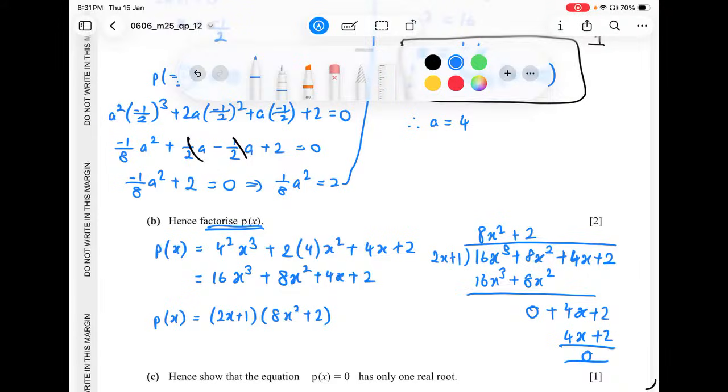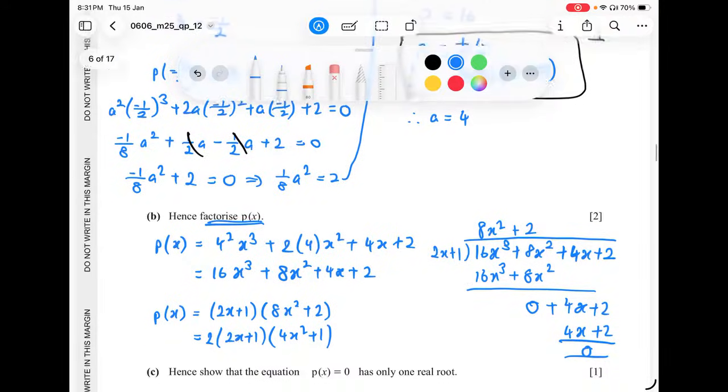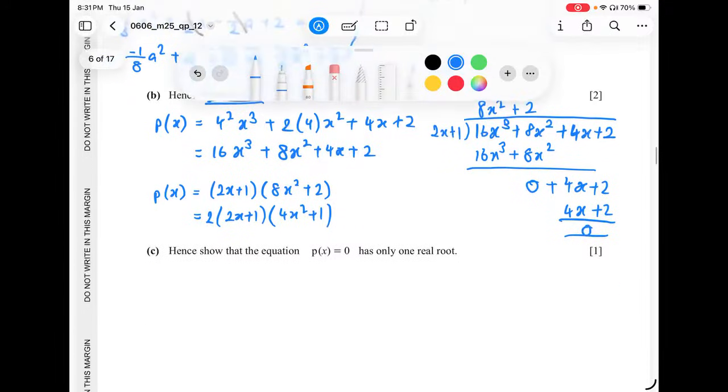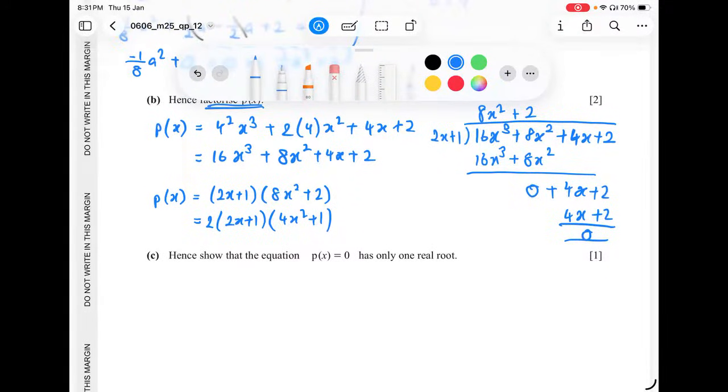I think you can just leave it at that because it's only for 2 marks and you cannot further factorize this, the 8x squared plus 2. At least you can just bring the 2 outside and write 2 times 2x plus 1, and this should be 4x squared plus 1. So that's all you can do with that. So that's your answer. And let's move on to part C.